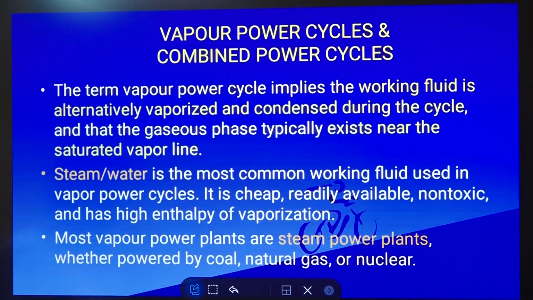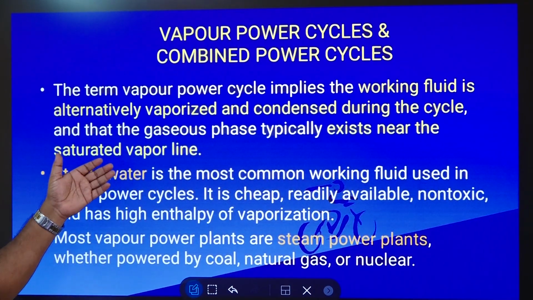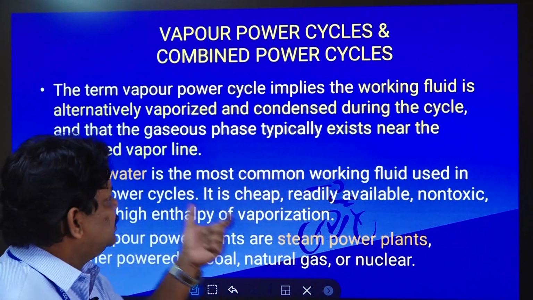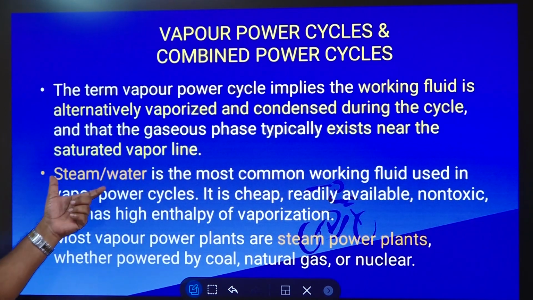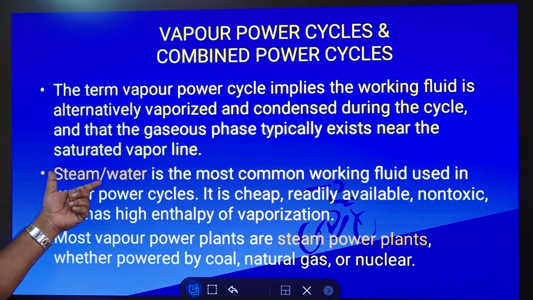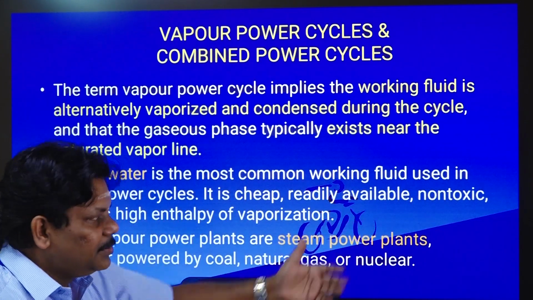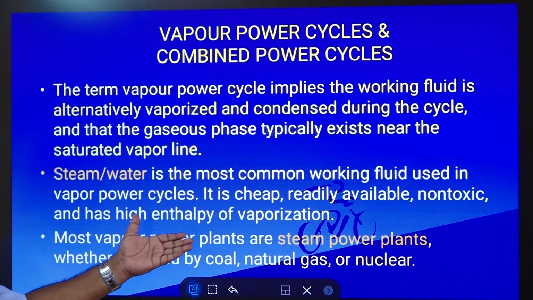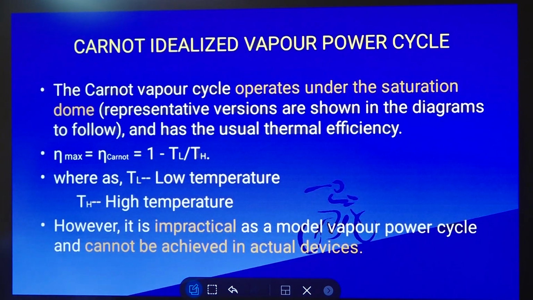The term vapor cycle implies that the working fluid is alternately vaporized and condensed during the cycle. In the gaseous phase, typically it exists near the saturated vapor line. The working fluid may be steam or water. It is used in vapor power cycles because it is cheap, readily available, non-toxic and has a high enthalpy of vaporization. Most vapor power plants are steam power plants, powered by coal, natural gas or nuclear power.